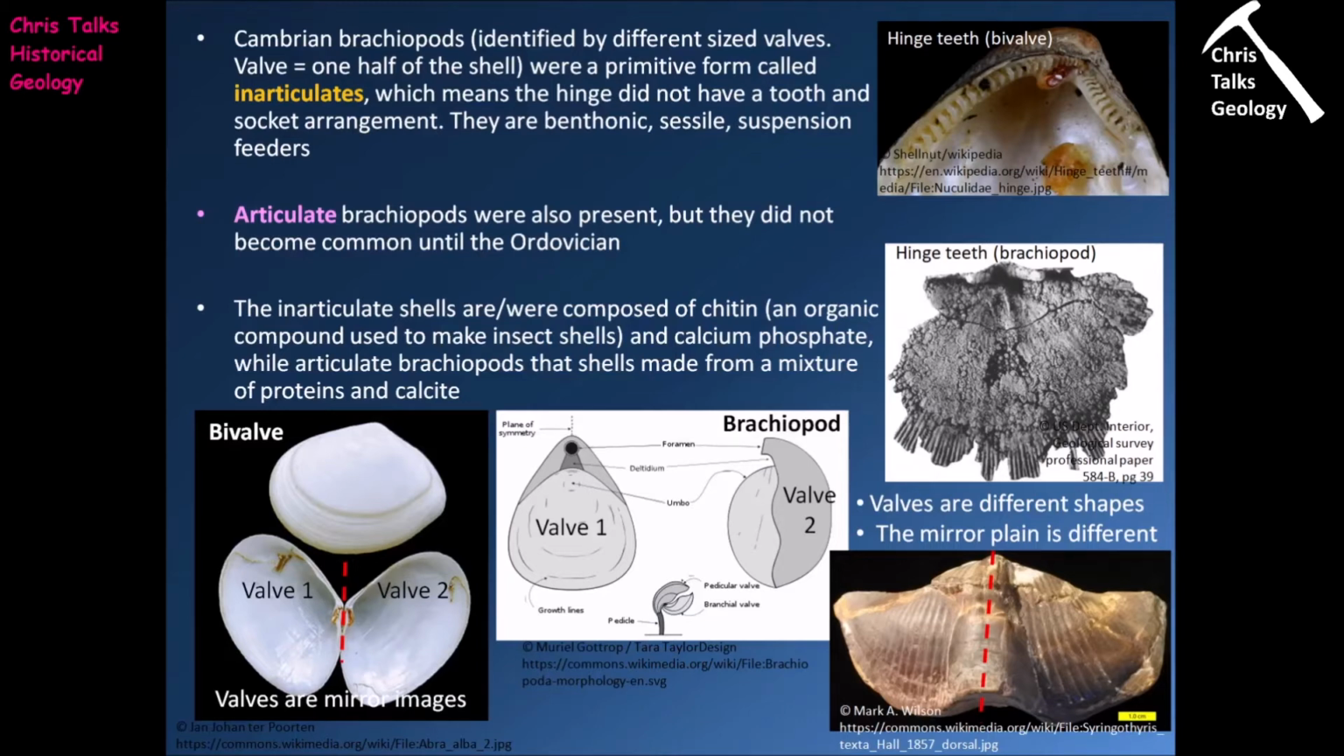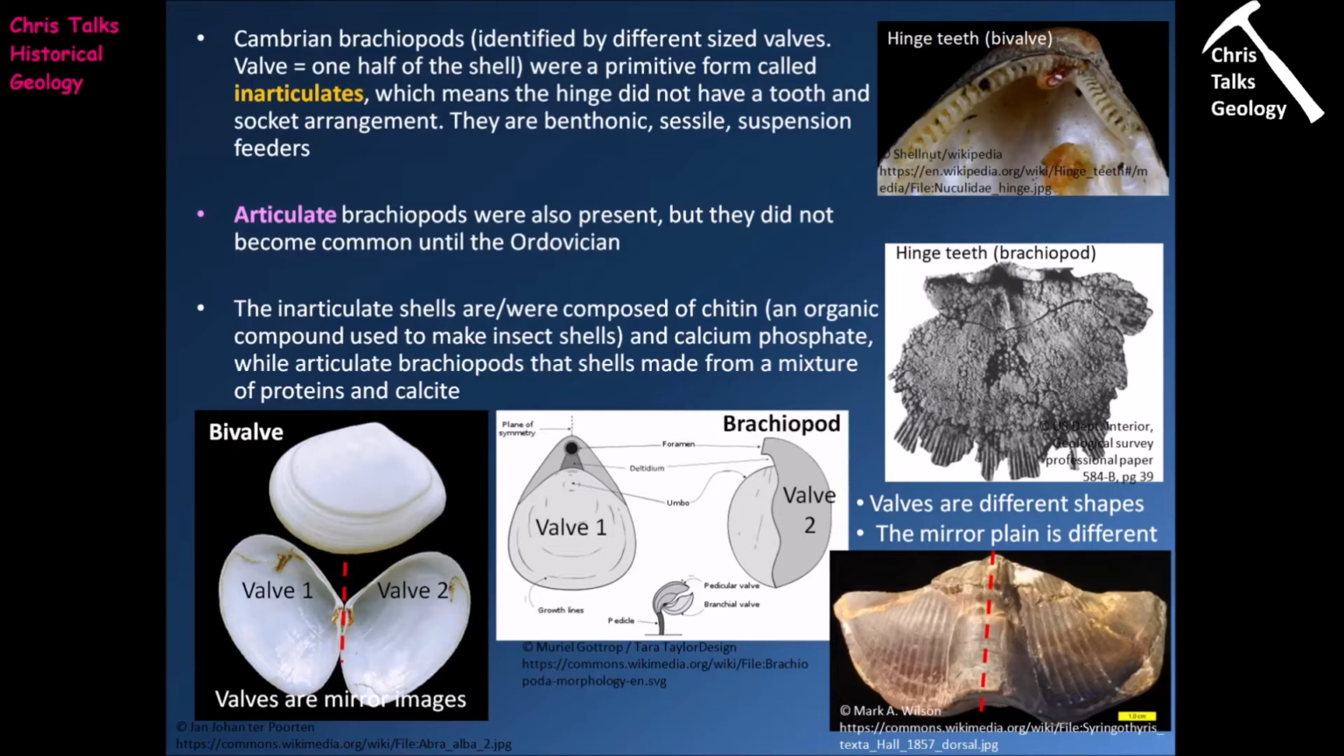Now, in comparison, the inarticulate brachiopods do not have these teeth. The edges of the shell are essentially smooth. This means, therefore, that if you have a shell like that, when you close it up, obviously you're going to need really big, strong muscles to keep the valves closed together.